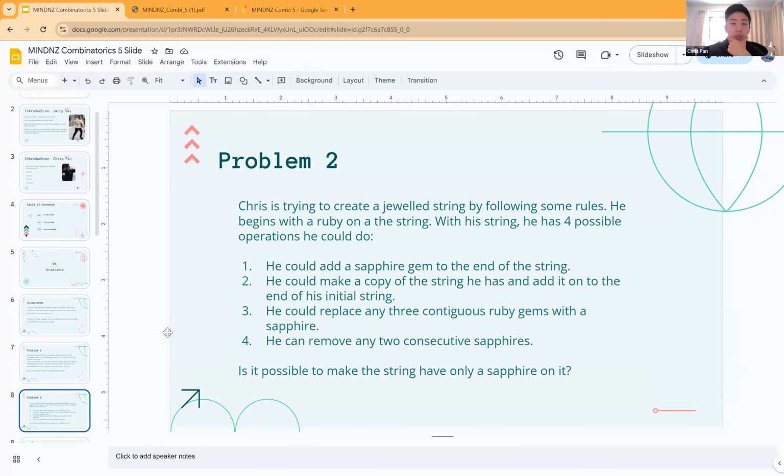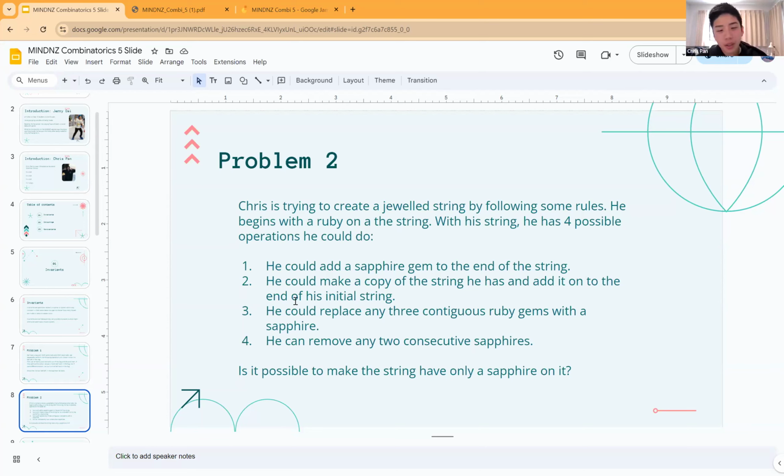Okay, very cool. Let's move on to the next problem. So we've added a few more operations. There's four operations now, right? So I'm trying to make a jeweled string with some following rules. This is just one long line, not like a necklace, right? A line of jewels. I start with one ruby, and I have four moves I can do.